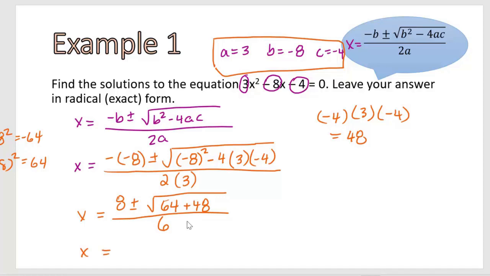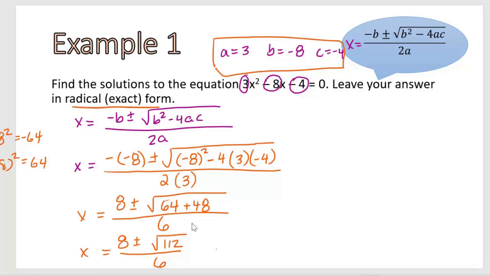Order of operations tells me we have to simplify inside the radical first. So we have 8 plus or minus the square root of 64 plus 48, which is 112, all divided by 6. Now, I could reach for my calculator at this point, but this particular question asks us to leave the answer in radical or exact form, which means that we might be done. Or perhaps we can simplify that radical.